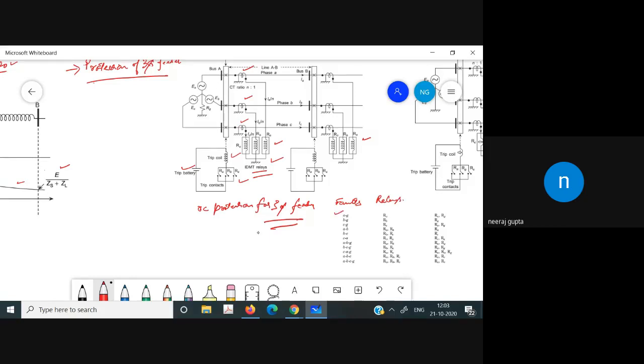So if the fault is A to G, that is a line to ground fault, then relay RA is used for that purpose. If it is B to G, then the relay RB is used, then C to G, then the relay RC is used. If we have AB, then the relay AB is used. That is, if we have A and B, then the relay A and B is used. So in this case, all the 11 faults are catered by this scheme by using this type of relays.